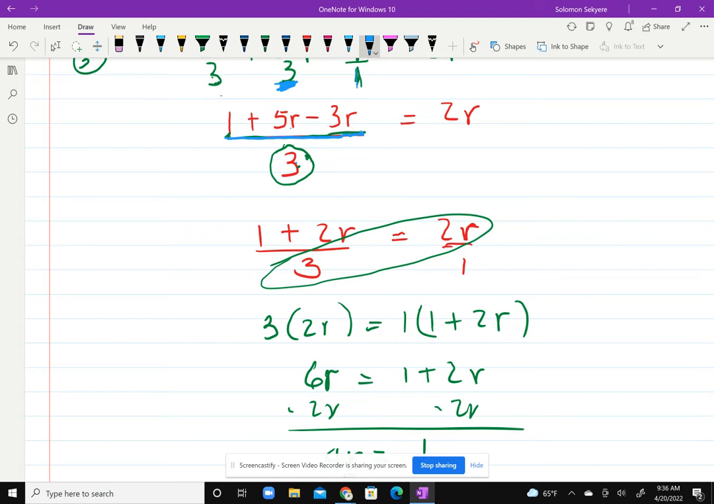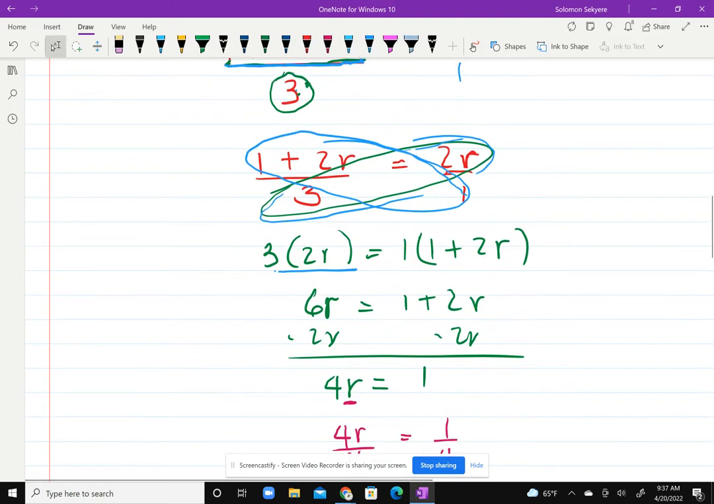What do you do over here? Okay, this 2r is 2r over 1. So what I do is I use the butterfly method or cross multiplication. 3 times 2r, use parentheses, is equal to 1 times 1 plus 2r. Use parentheses. Okay, see that? And then you write your equation.